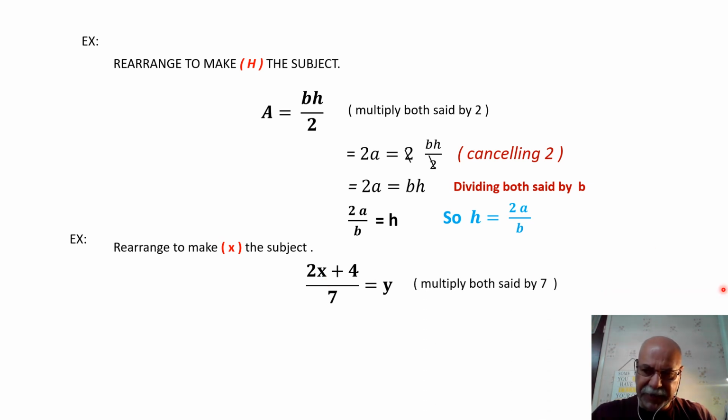Now also with the same rule, we multiply both sides by 7 in order to cancel the 7. We get 2x plus 4 equal 7y. Now, in order to cancel this 4, we add minus 4 to both sides.